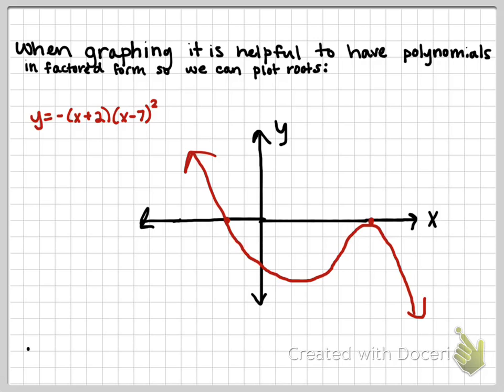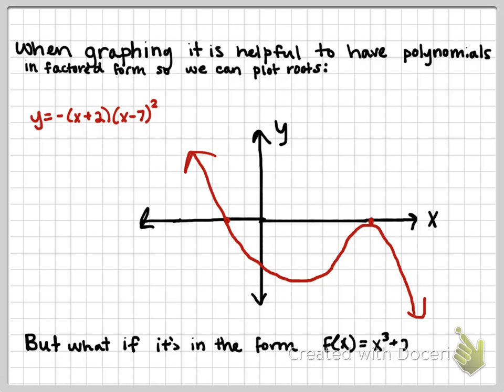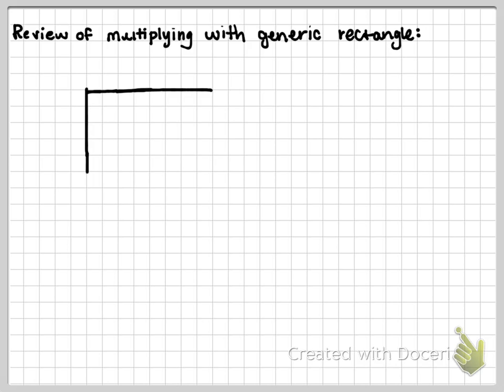Now, this is really easy for us because we've got the roots when it's given to us like this. But what are we supposed to do if it's in the form f of x equals x cubed plus 2x squared minus 7x minus 2? What would we do with something like that that's not in factored form? Well, we're going to have to figure out how to factor that equation. And that's a little bit tricky because it's got a degree that's higher than 2. We've never done a lot of factoring with those types of things.